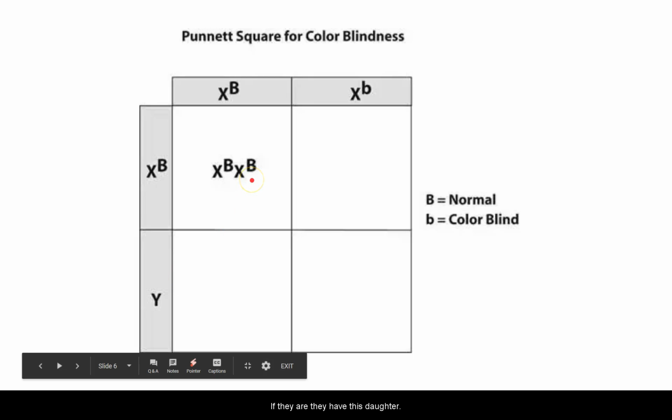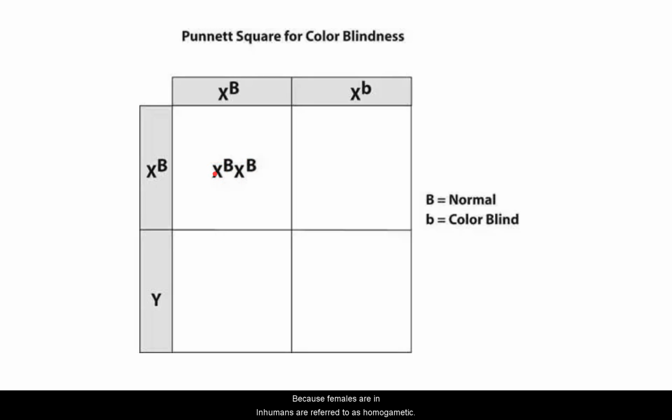If they have this daughter, because females in humans are referred to as homogametic. It's not a term you need to know, but they have two X chromosomes. This is a normal-sighted daughter. She's not a carrier of color blindness. She has full color vision. Let's look at their next offspring. This is another daughter. She has color vision, but much like her mom, she is a colorblind carrier. She's carrying this gene around, but she can see just fine.